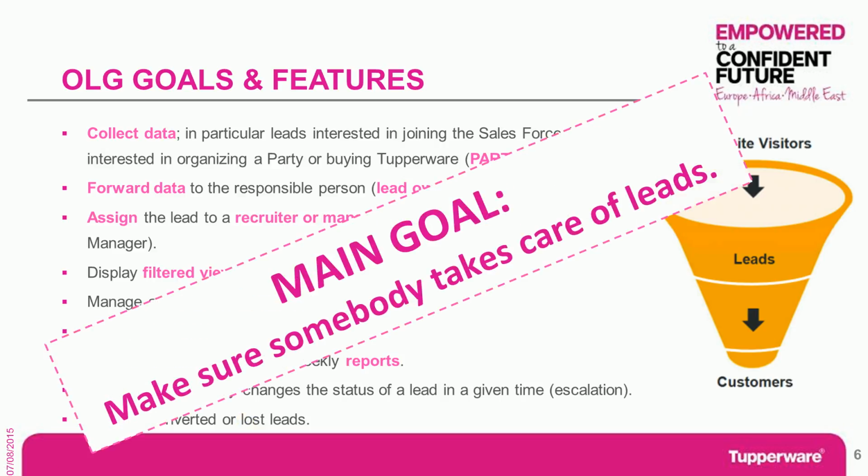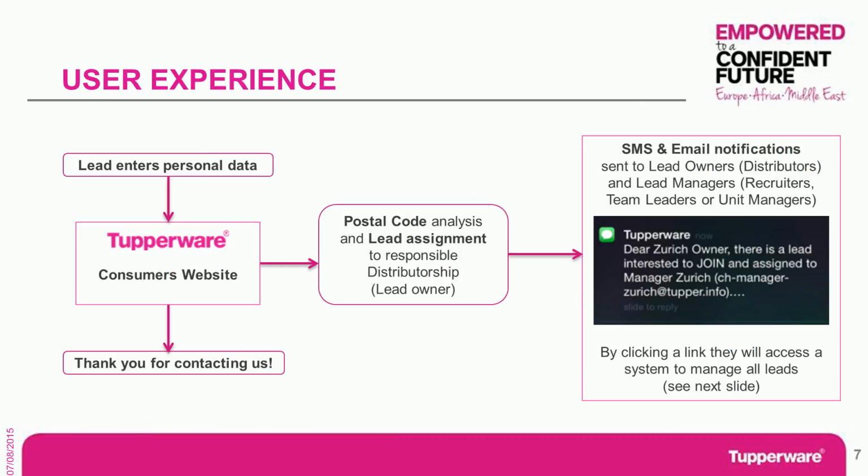Basically, the main goal is to make sure somebody takes care of our leads. Because the worst case is that we get a lot of data, a lot of leads, but nobody is taking care of them. So this is the main goal. Now, in terms of user experience, this schema is of course very simplified, but it should help you to understand how the OLG will work.